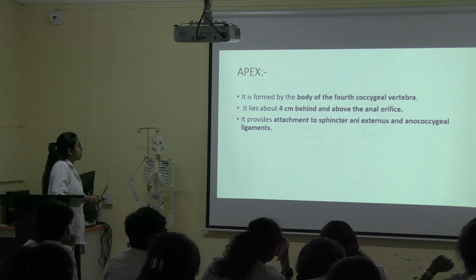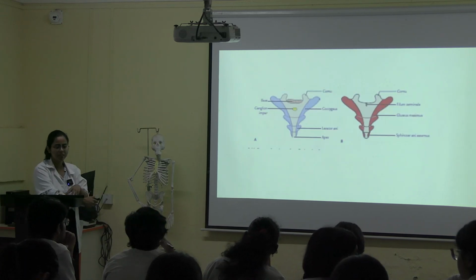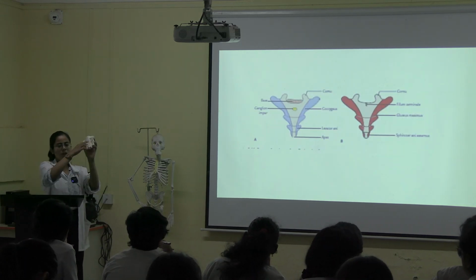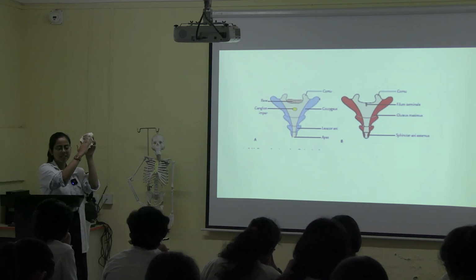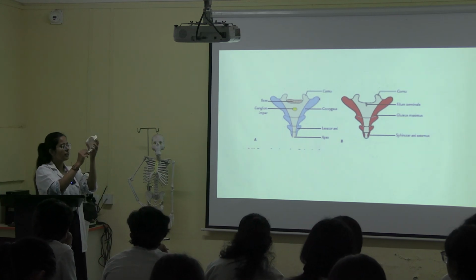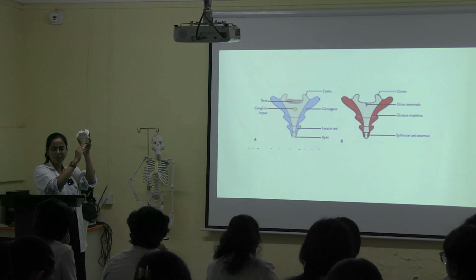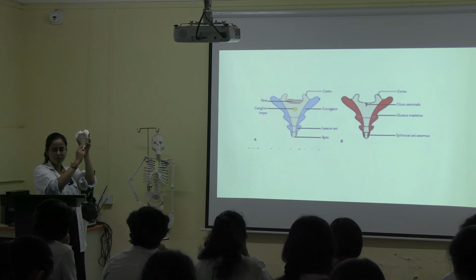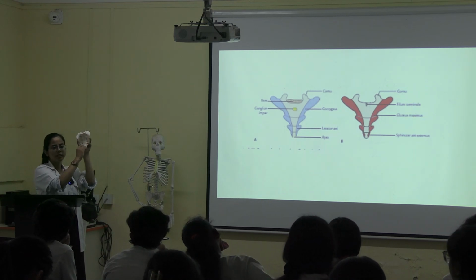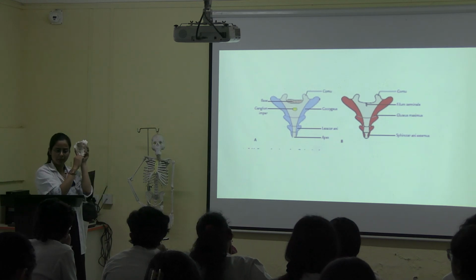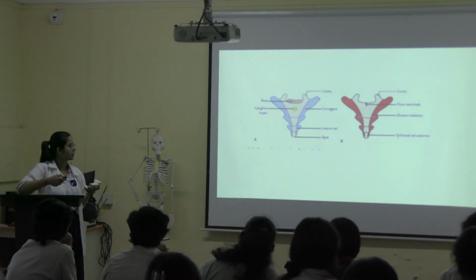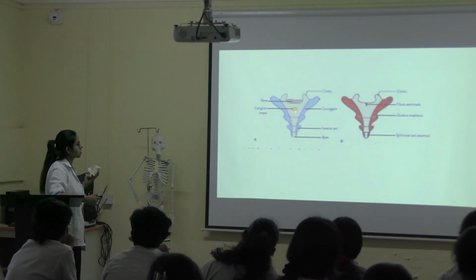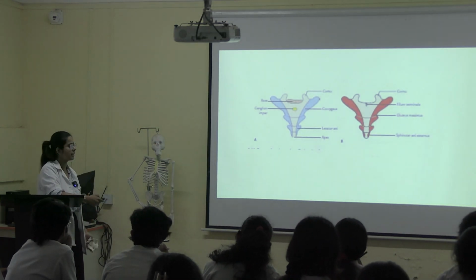Now the ganglion impar was left. What was there in the middle? The median sacral vessel, and on both sides we have the sympathetic trunk. These two sympathetic trunks combine together and form the ganglion impar. It is present on the body of the first coccygeal vertebra. Here you can see it is present on the body of the first coccygeal vertebra. It is the ganglion impar.